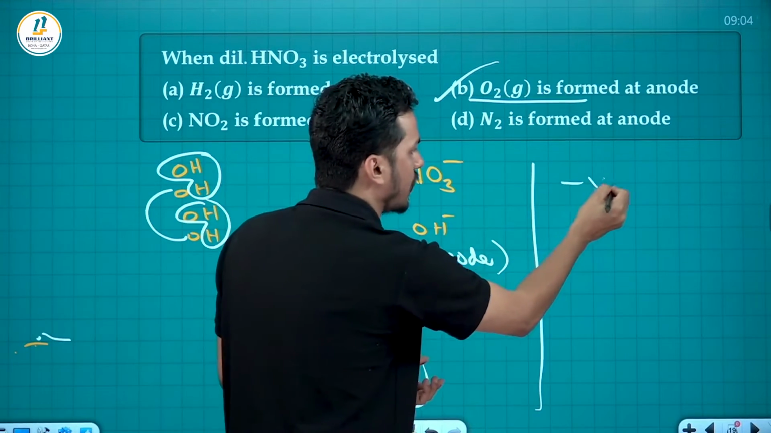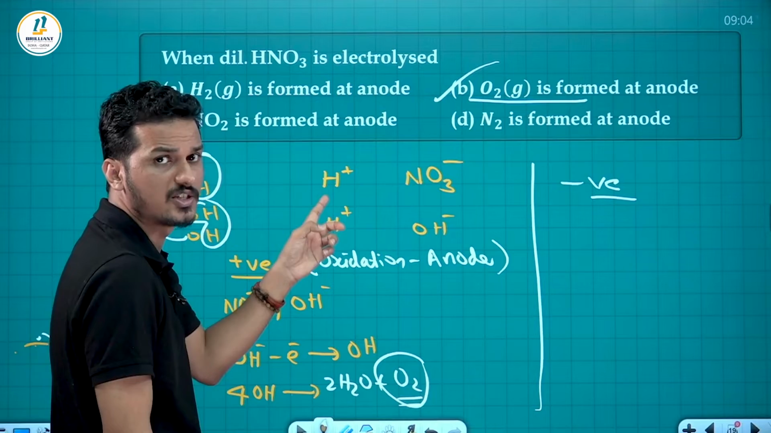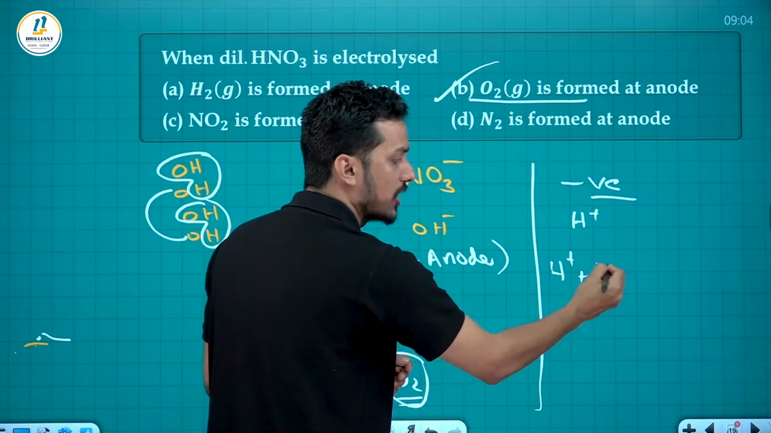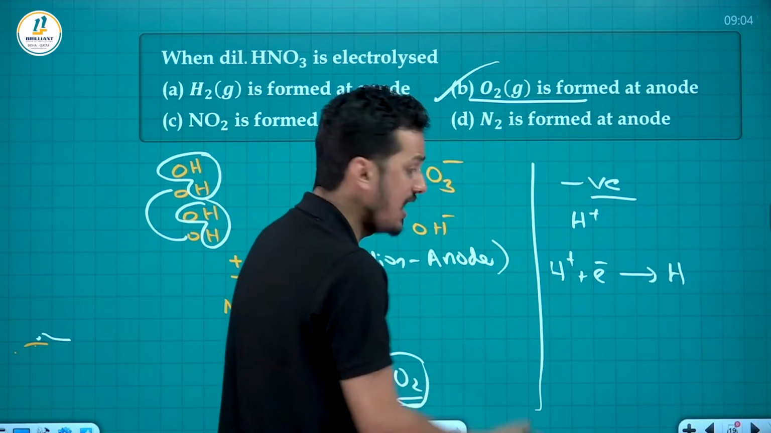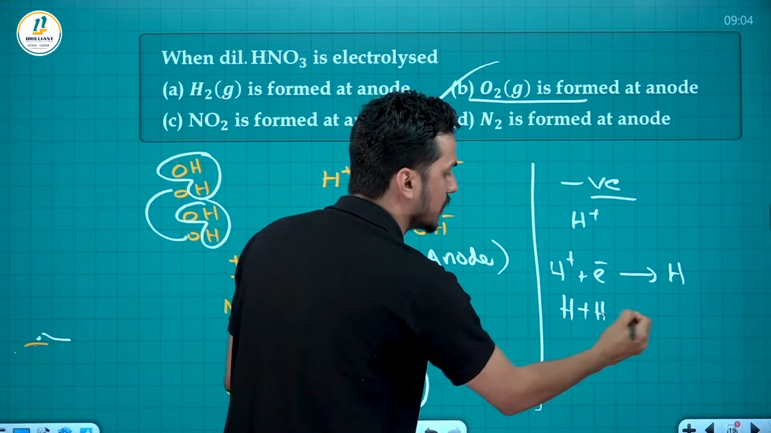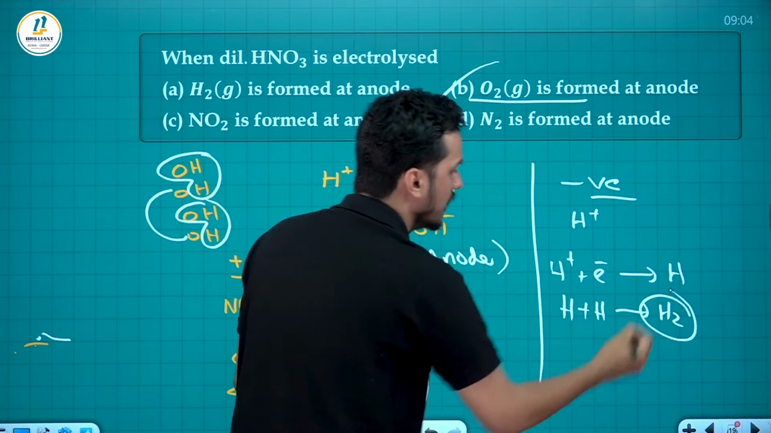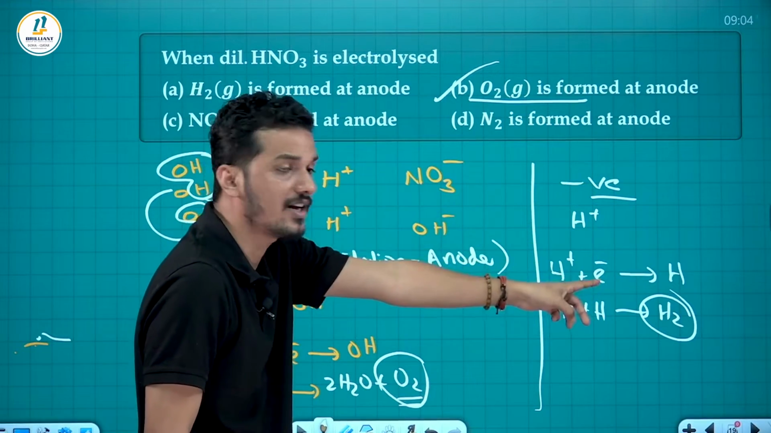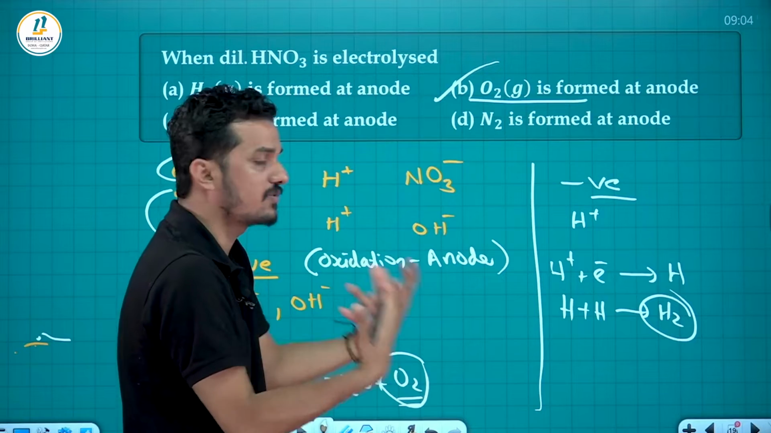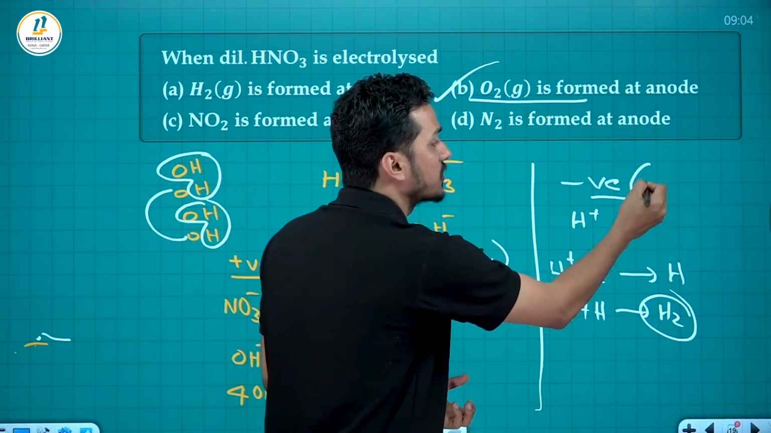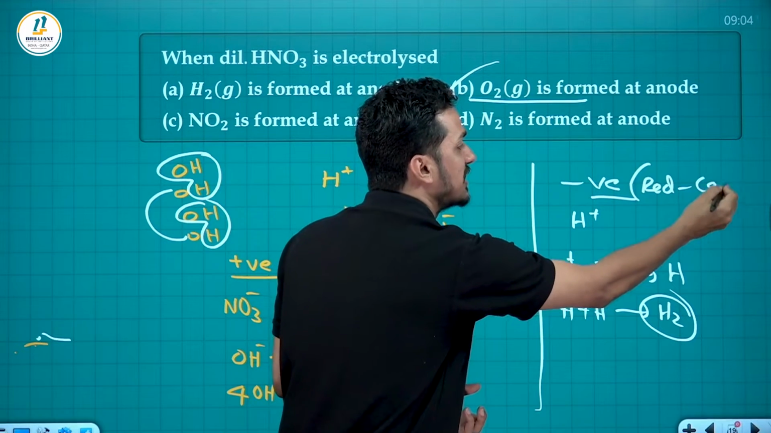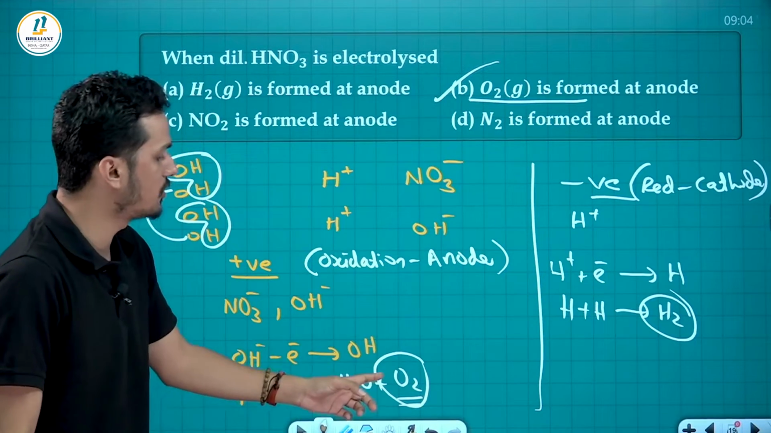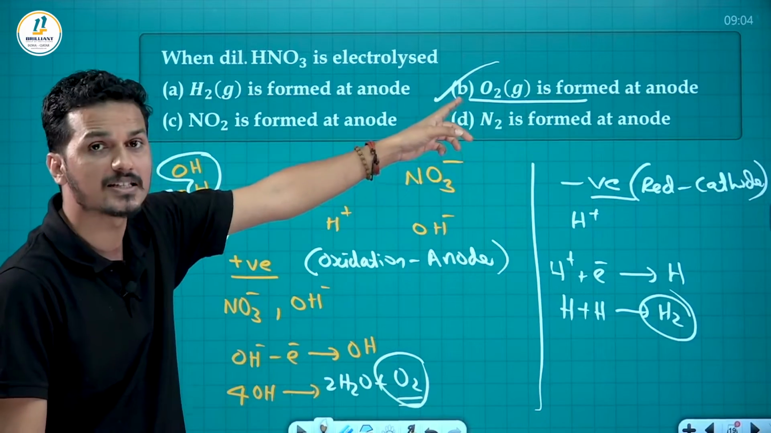What about the negative electrode? Which ion is moving toward the negative electrode? H plus. H plus will gain one electron and become H. Likewise, 2 H will combine together to give H2. So H2 gas will be evolved at the negative electrode. There gaining of electron takes place, which is called reduction. Reduction takes place at the cathode. So at the cathode you are getting hydrogen, and at the anode you are getting oxygen. So option B is the correct answer.